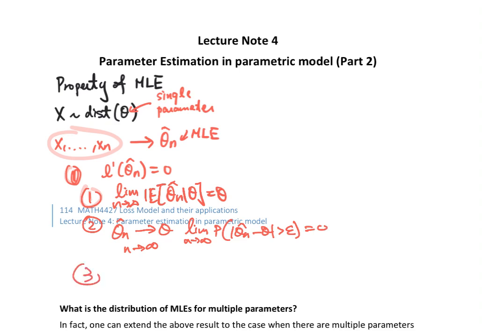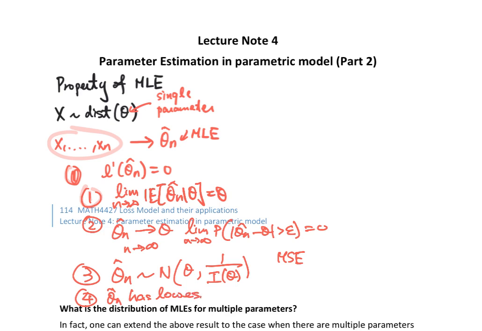The third one, which is also important, is that when n tends to infinity, this theta n hat will follow the normal distribution with the mean equal to the true value, and the variance is 1 over I theta. Remember, this will be useful for you to get the mean square error of this estimator, and we can also use that to construct the confidence interval. Finally, we can also show that this theta n hat has the lowest mean square error, not MLE. So this is the best estimator that we are looking for.